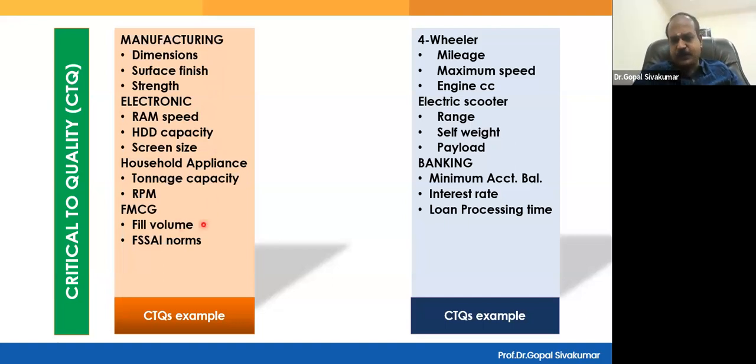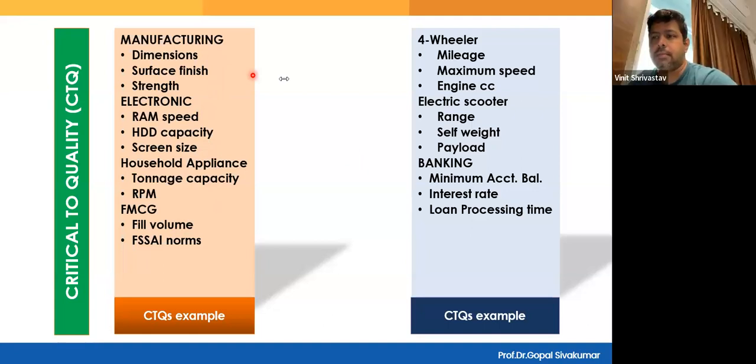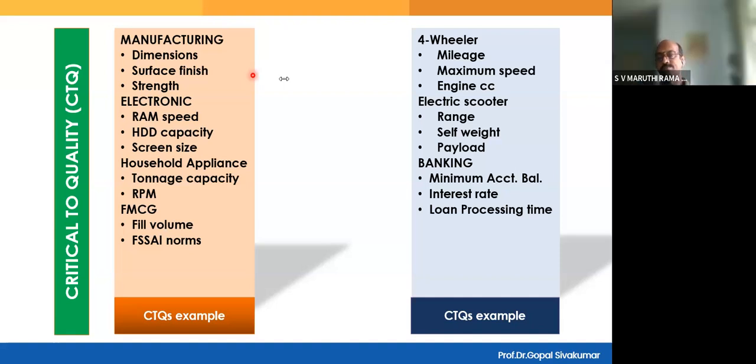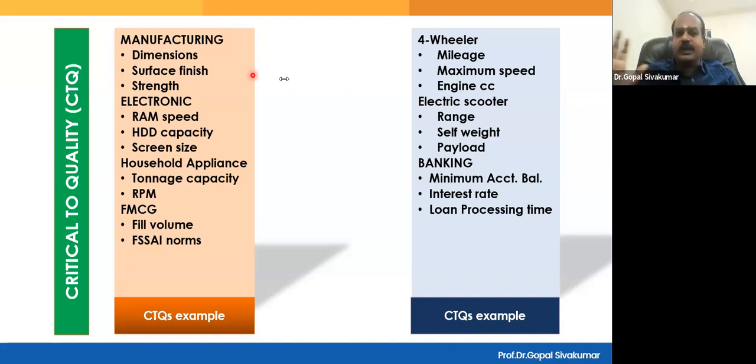And similarly, fast moving consumer goods, you are buying Coca-Cola. Will you be concerned about the volume of drink that is offered to you? If it is mentioned 500 ml, you expect 500 ml. Yes. You are going to petrol bunk. You are filling 1 liter of petrol. You expect 1000 ml of petrol, isn't it? Yes. If it is 950 ml, you are going to argue. So that's a CTQ. So all these things are CTQ.